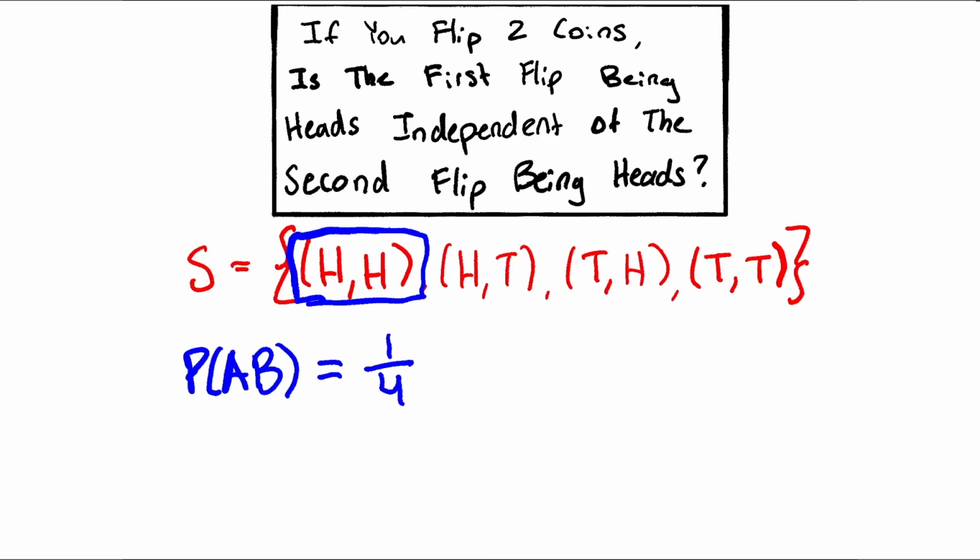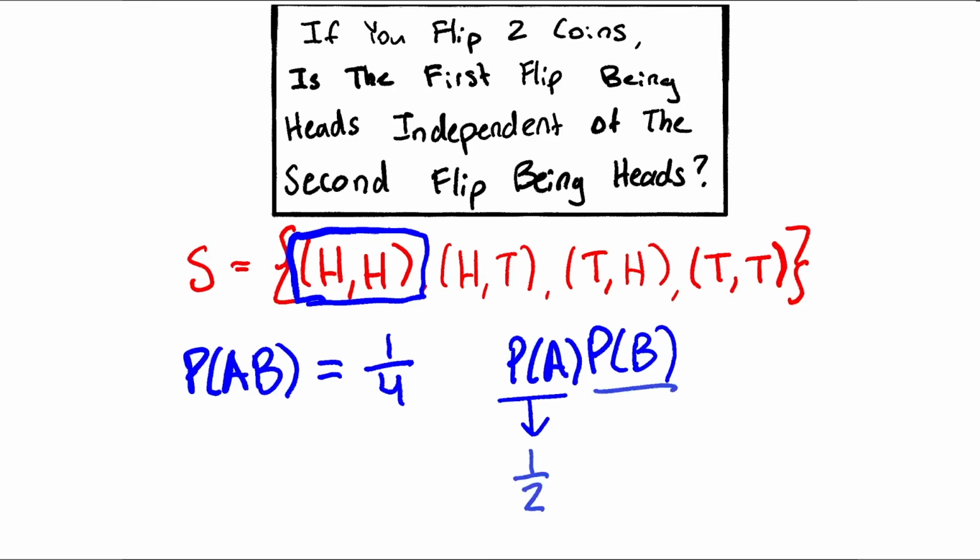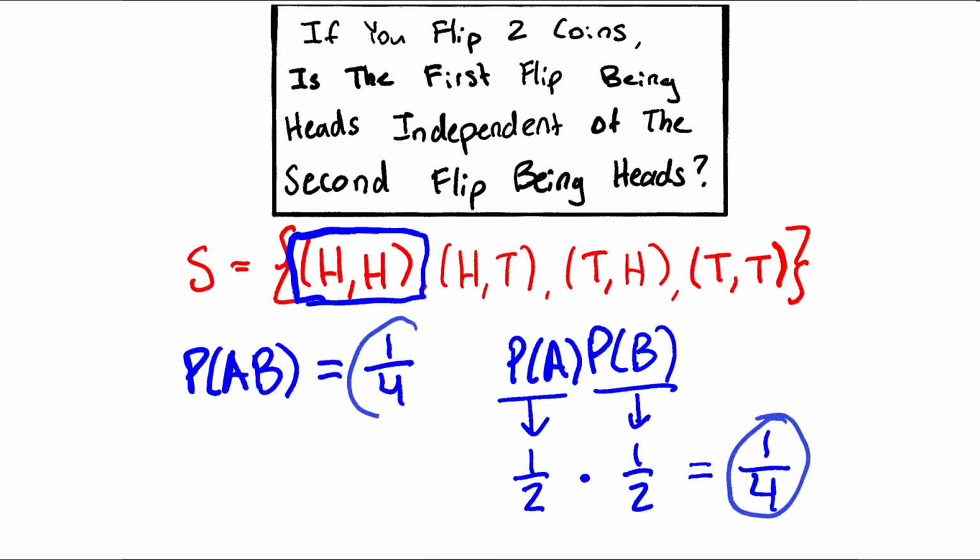Now we're trying to show that that's equal to the probability of A times probability of B. Now what's probability of A times probability of B? Well, that's just the probability that the first coin flip is heads, which is 1/2, and the probability that the second coin flip is heads, which is also 1/2. So 1/2 times 1/2 equals 1/4, which is exactly the same as the probability of A and B. Thus, we can formally prove that these 2 events are independent.